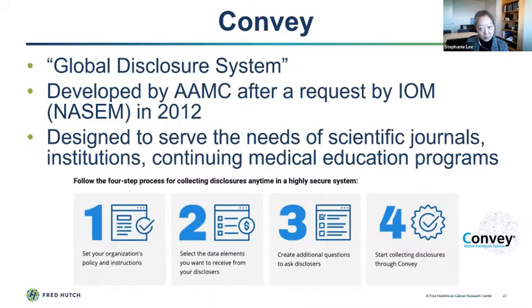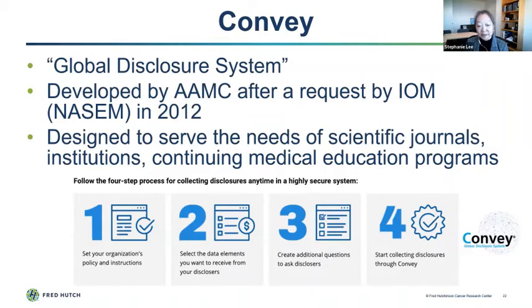Because of that report by the National Academies, they really did recognize that there needed to be a national system that would cover everything and everybody. The way this is set up, it's designed to serve the needs of scientific journals, institutions, and continuing medical education programs. So the funding for this is supposed to come from the journals, the institutions, and the CME programs, not from the individual investigators. If a journal wants to participate in this, then they would sign up and obviously pay for it. They would set their policies and instructions.